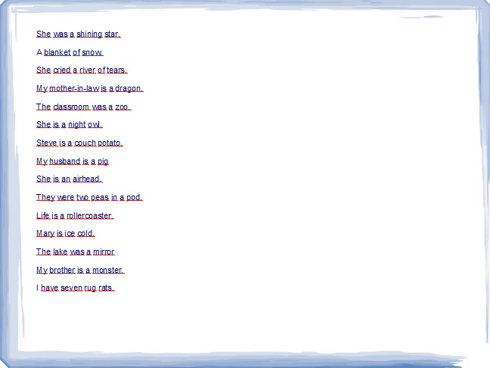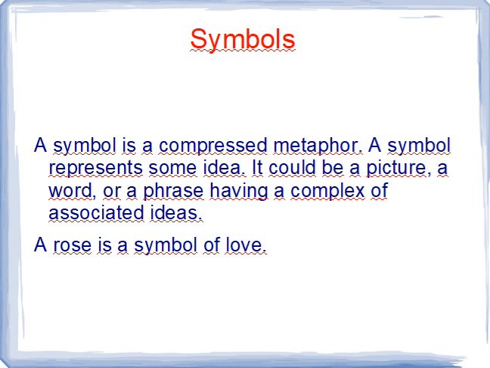So here's a whole lot of tiny little metaphors. She was a star, a blanket of snow. She cried a river of tears. My mother-in-law is a dragon. The classroom was a zoo. She's a night owl. He's a couch potato. He's a pig. She's an airhead. There were two peas in a pod. Life is a roller coaster. Mary is ice cold. The lake was a mirror. My brother is a monster. I have 7 rugrats.